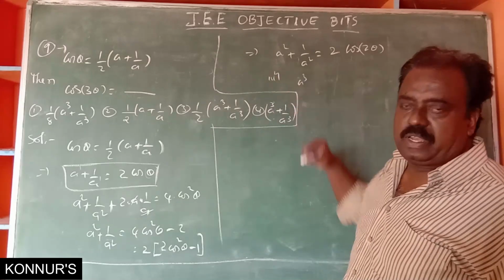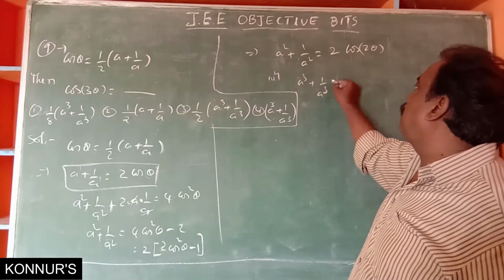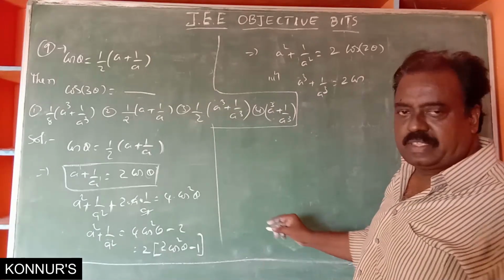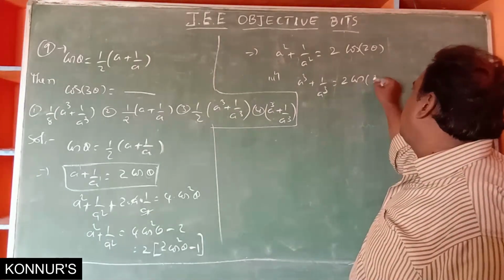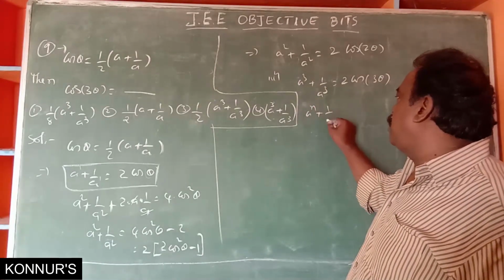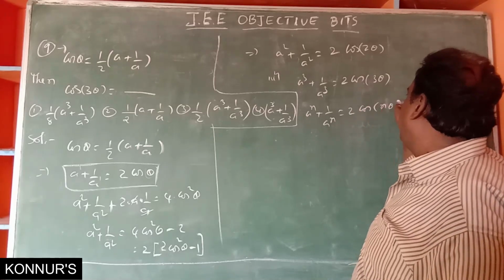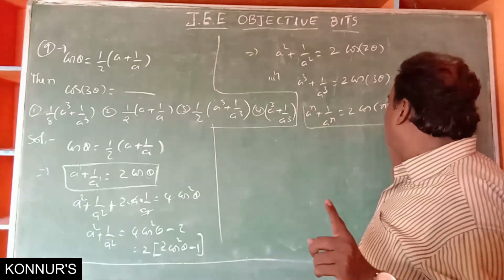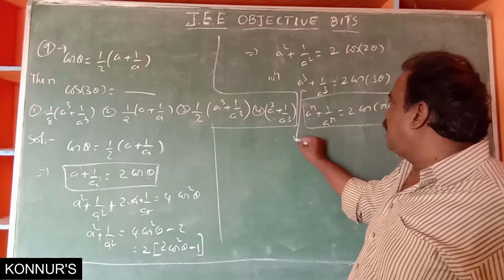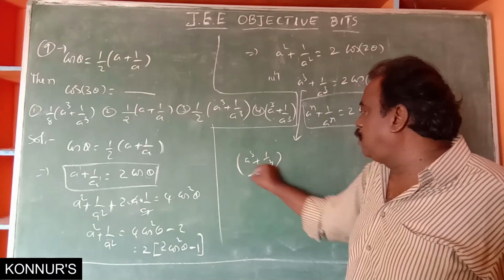Similarly, if we take cubes on both sides, we get a cube plus 1 by a cube is 2 same as before, cos same, no change at all, but it is 3 theta. Suppose a power n plus 1 by a power n is 2 as it is, cos as it is, and it is n theta. This is actually a general formula. But we are asked the answer is a cube plus 1 by a cube.